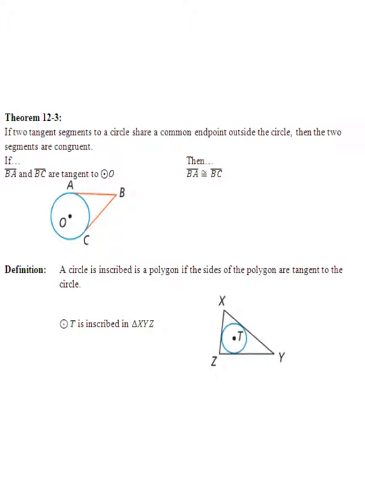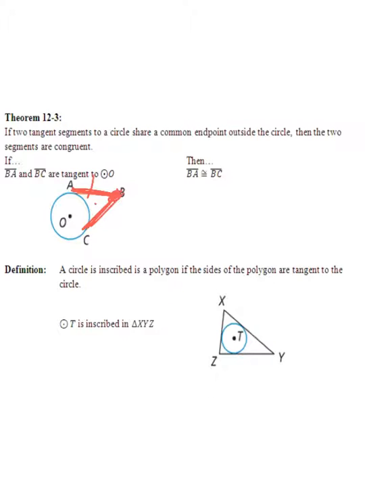The last theorem in this first section: if two tangent segments to a circle share a common endpoint outside of the circle, then the two segments are congruent. So if you look here, I've got segment AB and segment BC. They both touch the circle, they both meet at point B, so therefore this distance is congruent to this one.